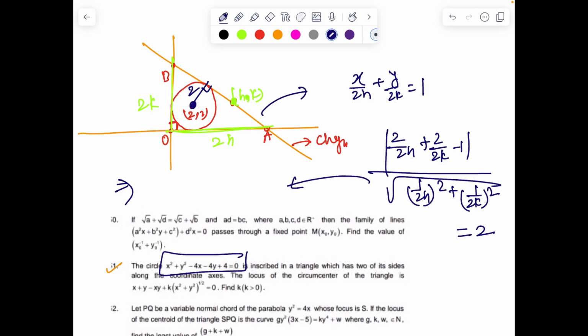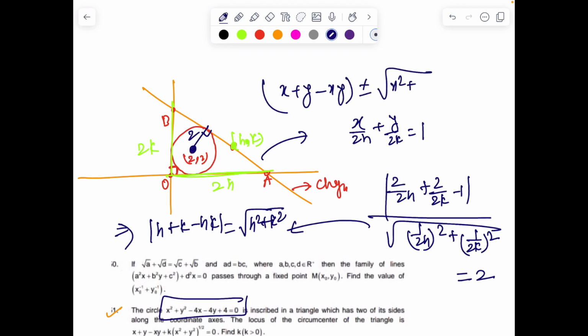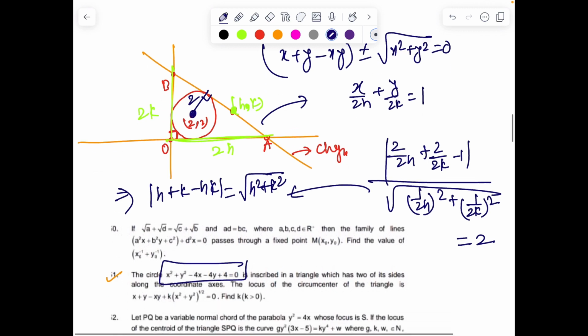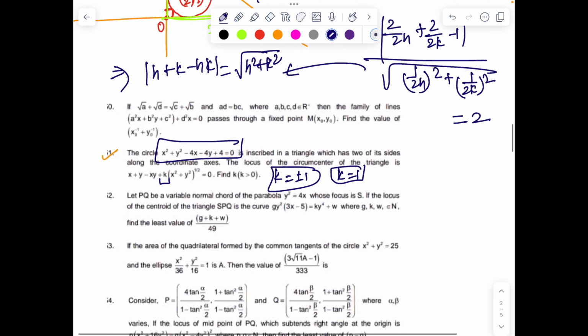this expression evaluates to mod of h plus k minus hk equals root over h square plus k square, which finally gives in terms of x, y: plus minus root over x square plus y square equal to 0. So the value of k that we are getting is plus minus 1, k is positive, so 1 is the answer. Let's move to the third problem.